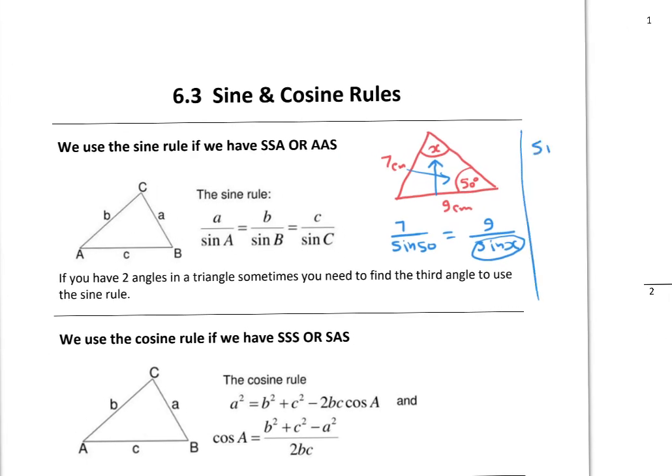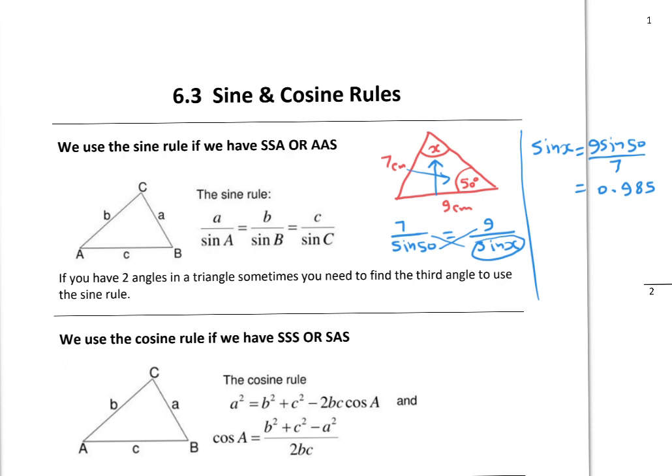So sine x equals 0.985. 9 multiply sine 50 divide 7 equals 0.985. Okay. Now you can find the angle itself.